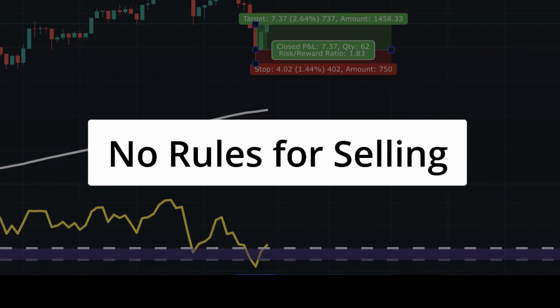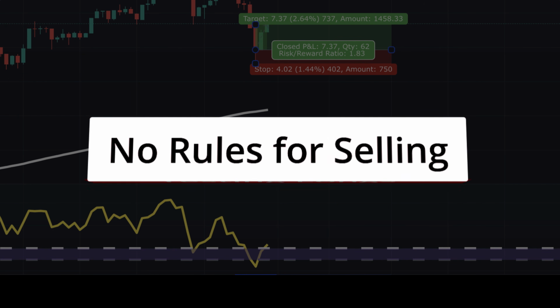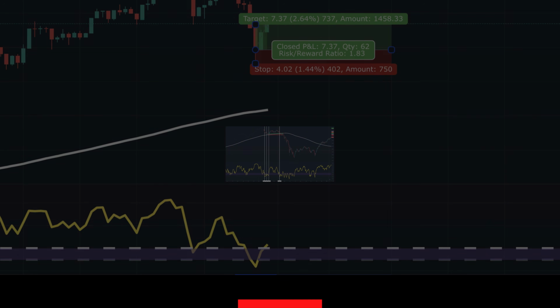There are no rules for shorting, so I am just going to test for longs and then do what I do.